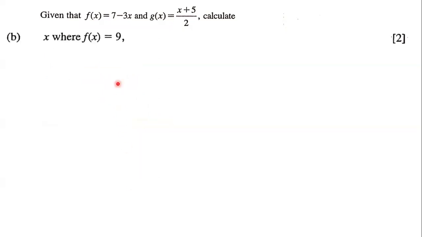Next, we have to calculate x, where f of x is equal to 9. Now, what is f of x? Well, f of x is equal to 7 minus 3x. So 7 minus 3x, and we set that equal to 9. And so what we're going to do here is solve for x.